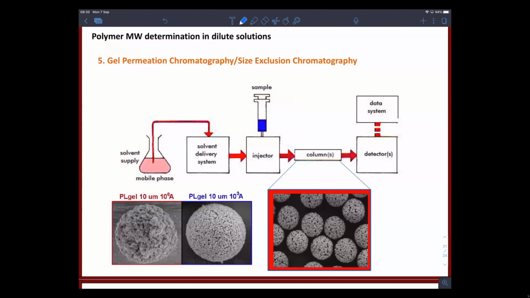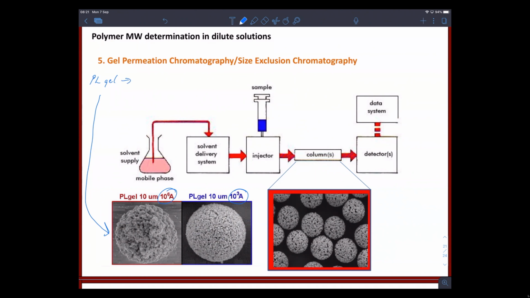So one common porous material that they use is PL gel, which is this image down the bottom here. And you can see that they have different sized pores on the surface. So they'll be matched to whatever polymer sample you want to separate out. What generally happens is they have a catalog of different size ranges, and you would pick the most appropriate gel to put into the column.